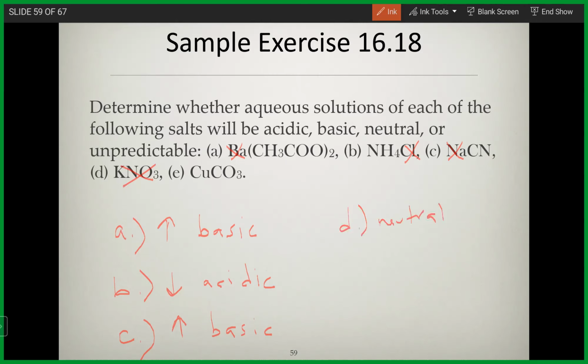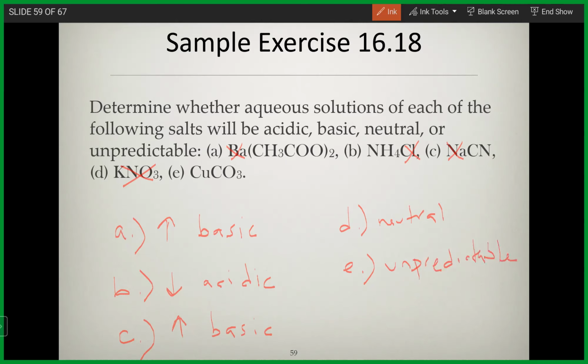And with these ones, I'm just crossing out the pieces that are conjugate acids or conjugate bases of a strong acid, strong base, just because those aren't going to affect the pH at all. And then for D, potassium nitrate, potassium is going to be the conjugate acid of potassium hydroxide, a very strong base. Nitrate ions are going to be the conjugate base of nitric acid, a very strong acid. So we're going to see neither of those is actually going to affect the pH. And then for the final one, that'll just be unpredictable.